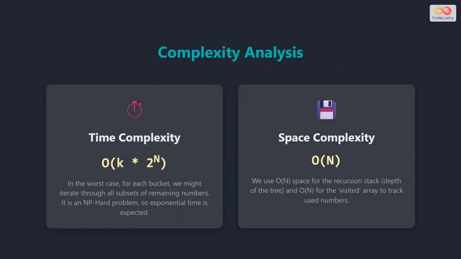This is an NP-hard problem, meaning the time complexity is exponential. Specifically, it is O of k times 2 to the power of n. The space complexity is O of n, due to the recursion stack and our visited array. While this might seem slow, for the typical constraints of n being less than 20, it works perfectly fine.